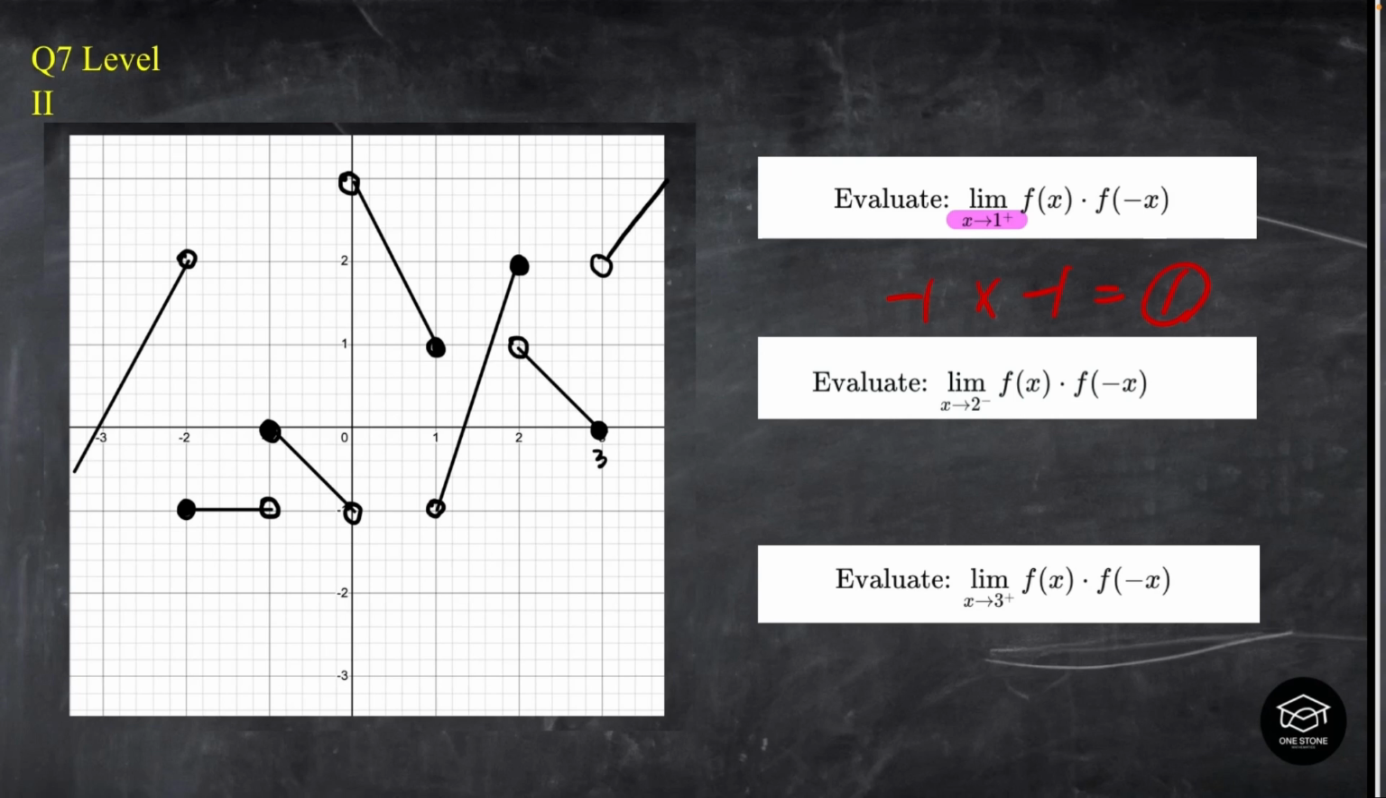Let's look at the second problem. We want to evaluate the limit as x approaches 2 from the left of f of x times f of negative x. First, as x approaches 2 from the left, f of x goes to 2. Next, as x approaches 2 from the left, f of negative x is the same as the limit of f of x as x approaches -2 from the right. From the graph, that value is -1. Therefore, we have 2 times -1, which equals -2. So the final answer is -2.